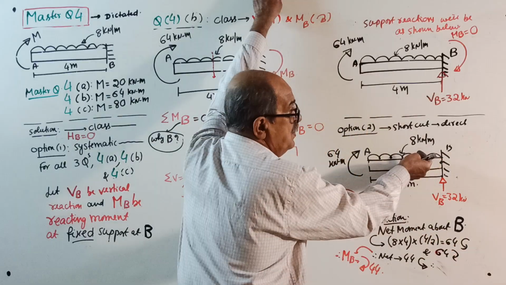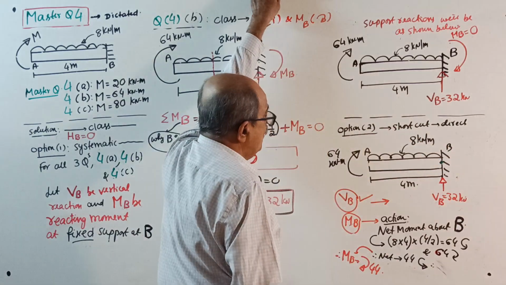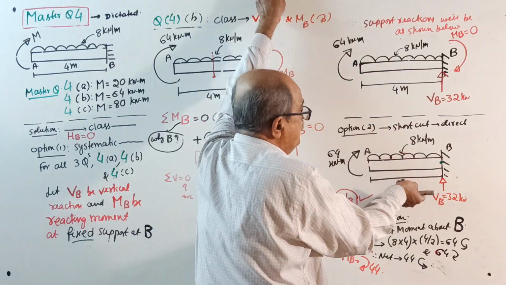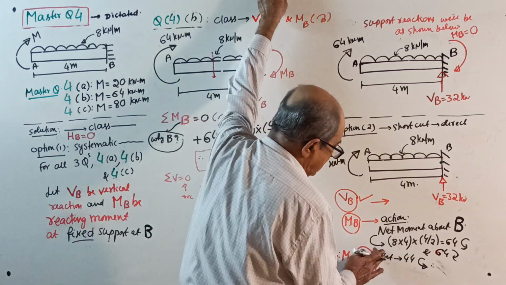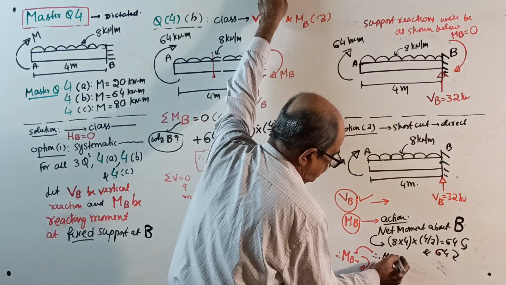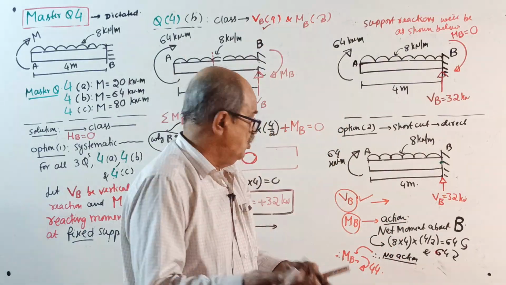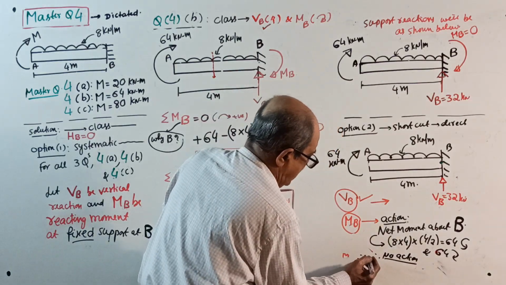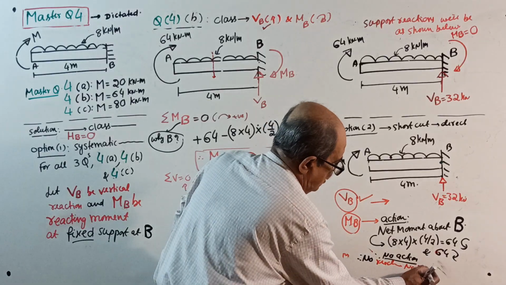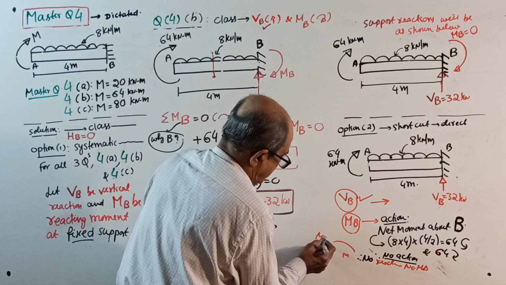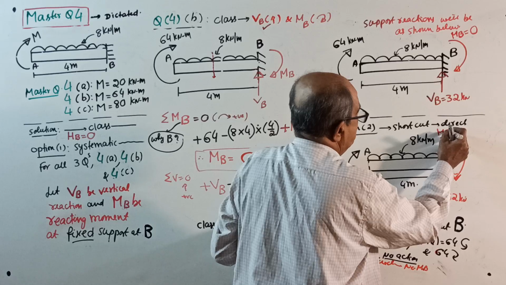This UDL will try to rotate by a couple of 64 in anti-clockwise. This couple is 64 clockwise. Those two will balance each other. There is no rotational effect, or you can say no action. No action as far as reacting moment is considered. When there is no action, therefore no reaction. No reaction means no MB. Or you can write MB equal to 0. If you are that eager, MB equal to 0.